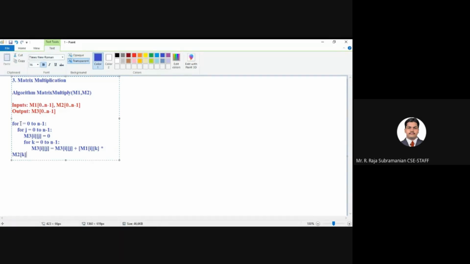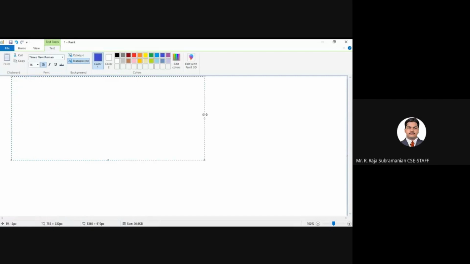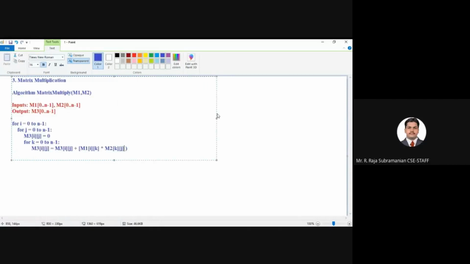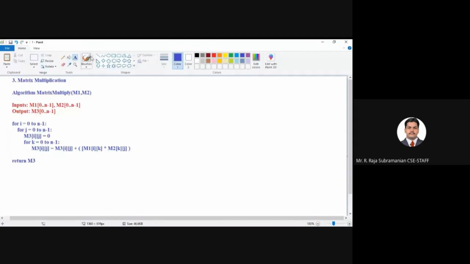Am I correct? Tell me whether I am correct or wrong. Yes, sir, correct. So this is M3 of ij equal to M3 of ij plus M1 of ik into M2 of kj. Finally, I will return M3. This is what the matrix multiplication formula is. That's it, right? Have I missed anything?